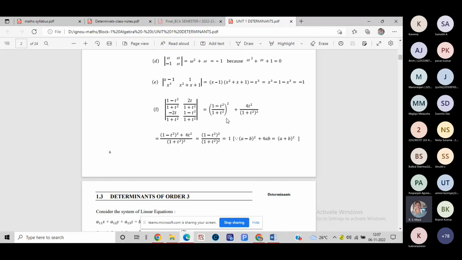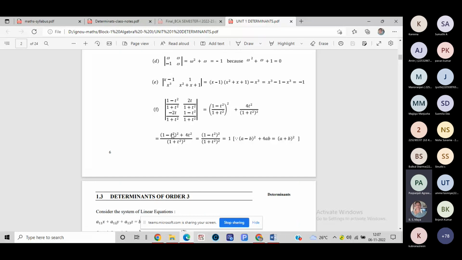1 plus t whole square and below 1 plus t whole square, both are same. I'm taking the LCM of 1 plus t whole square. Clear? Yes. Then 1 minus t whole square I have written. That should be multiplied by 1 minus t whole square plus 4t square. Because the common denominator is common, then I can easily add it. Both denominators are the same, so I can make it 1 minus t whole square plus 4t square.